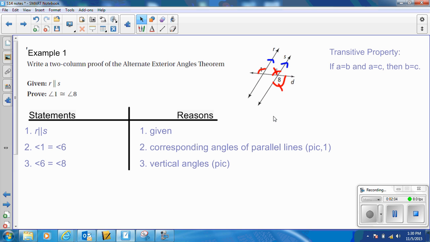And I see that we're leading towards that in this picture. We probably just don't have a property name for it. So that's where transitive property comes in. It says if A equals B and A equals C, then B has to equal C. So if you have something that equals two different things, well, those two different things also have to equal each other. So our last statement will say then, angle 1 equals angle 8 by transitive property. So I combine 2 and 3 to get angle 1 equals angle 8.